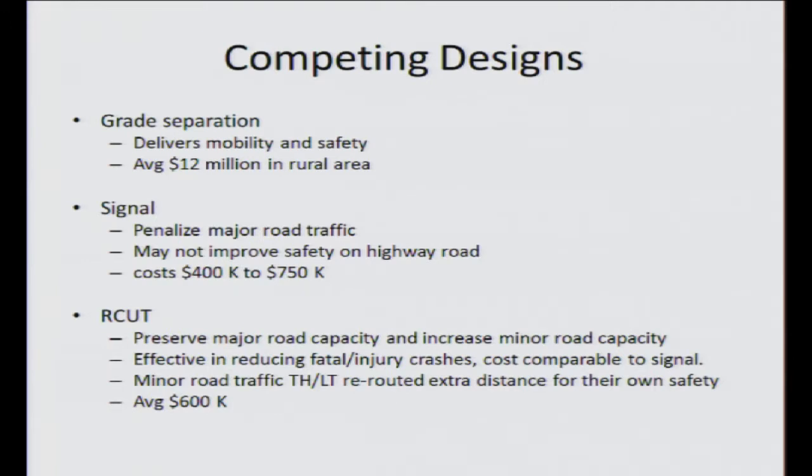With the RCUT, this is the argument that we made. It preserves the major road capacity while increasing the capacity for the minor road, right? And it is very effective in reducing fatal injury crashes, with a cost that's comparable to a signal, but only a small percentage of the grade separation. Okay.